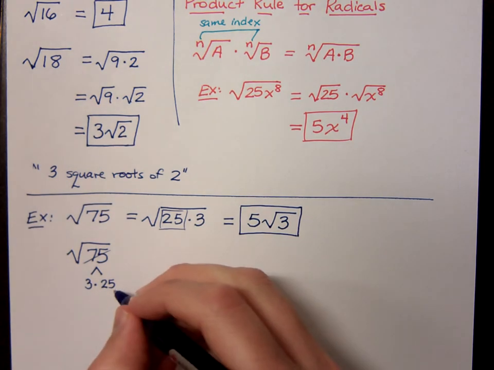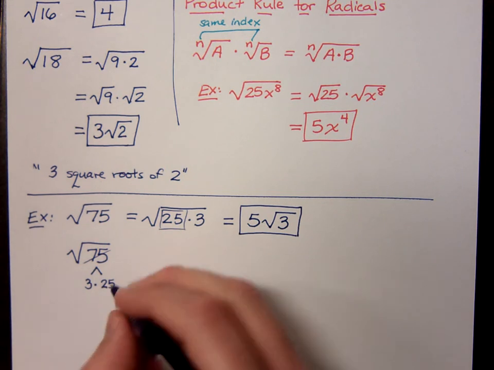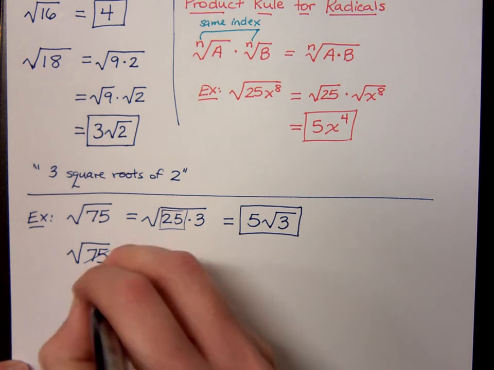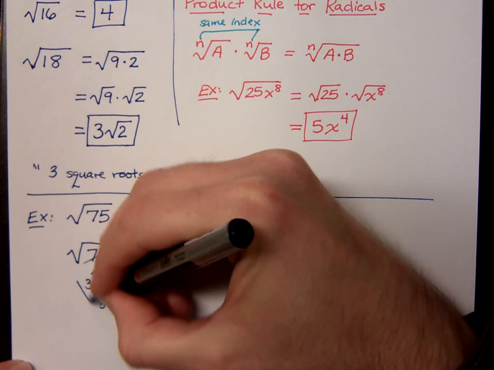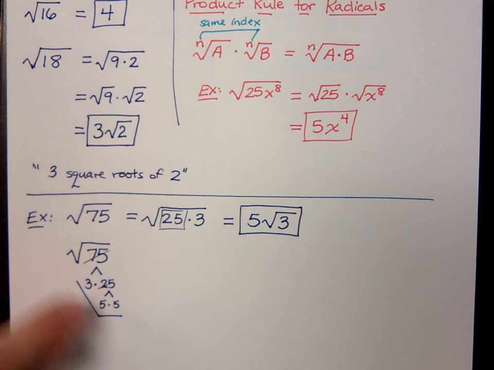Now, does 3 go into 25? So what's your next prime number after 3? 5. So does 5 go into 25? Yes, 5 goes in here 5 times. So I'm using prime factors to break this down. And the numbers you see on the outside make up what we call our prime factorization. That means 75 broken down into its most basic components breaks down as 3 times 5 times 5. Do y'all agree?